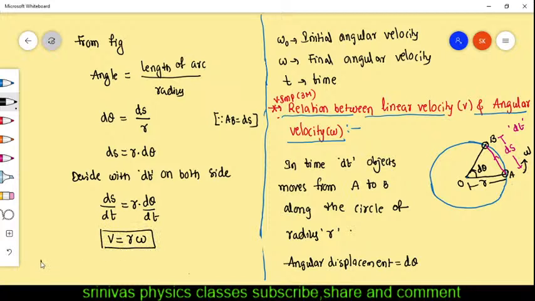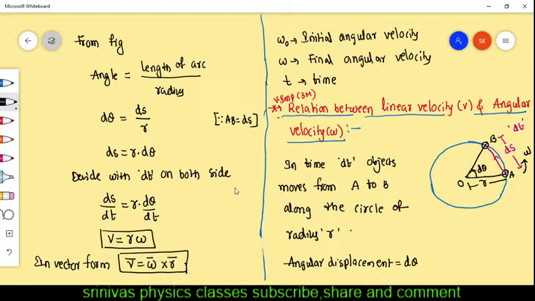This we can also write in vector form. Linear velocity is v, angular velocity is omega. The relation between the linear velocity and angular velocity is v is equal to r omega. In vector form, we can write it as v bar is equal to omega bar cross r bar. This is the relation between the linear velocity and angular velocity.